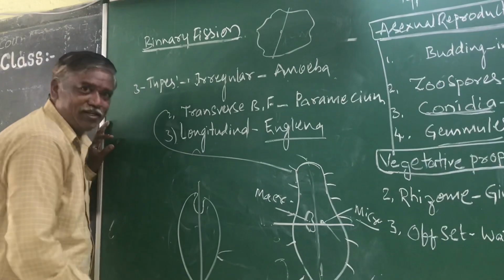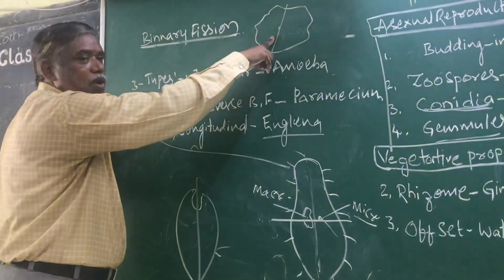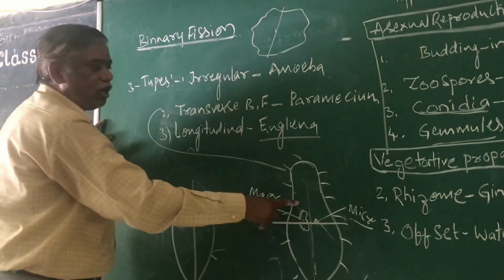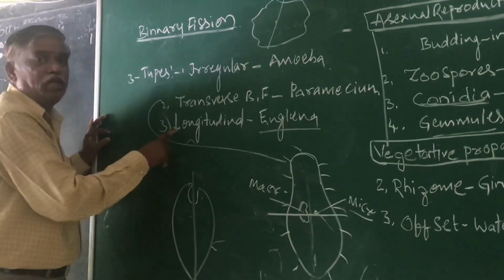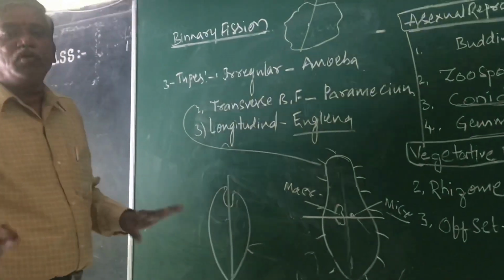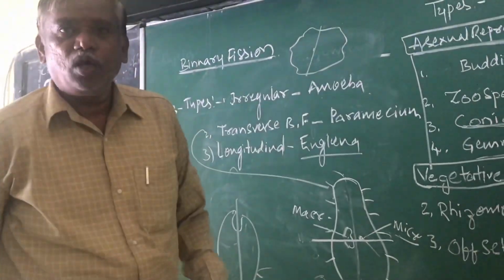Like this. Now, name of animal, amoeba: irregular. Name of animal, paramecium: transverse. Name of animal, Euglena: longitudinal. These are the three types of binary fission in unicellular organisms.